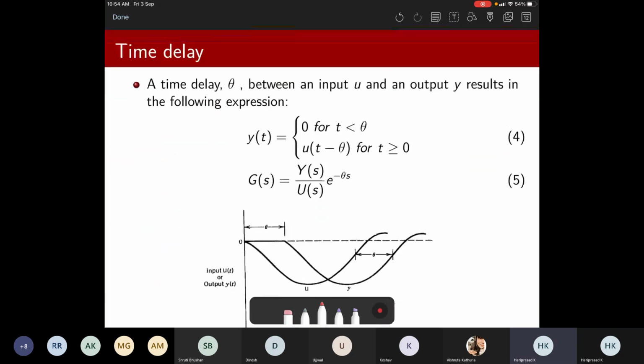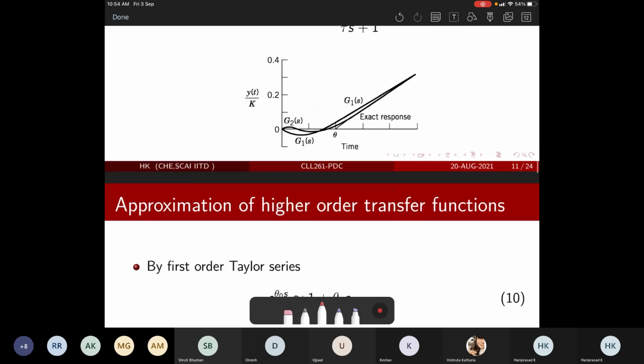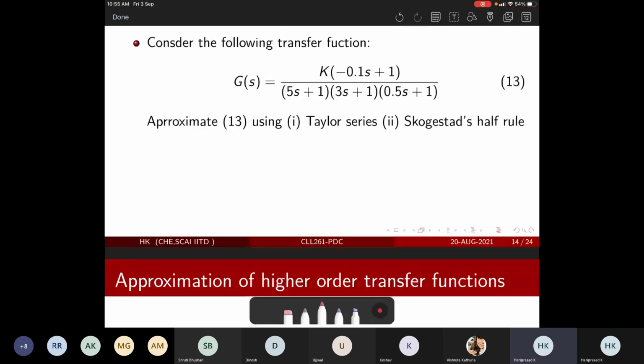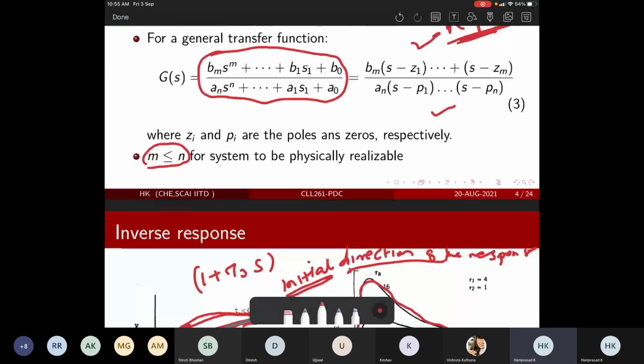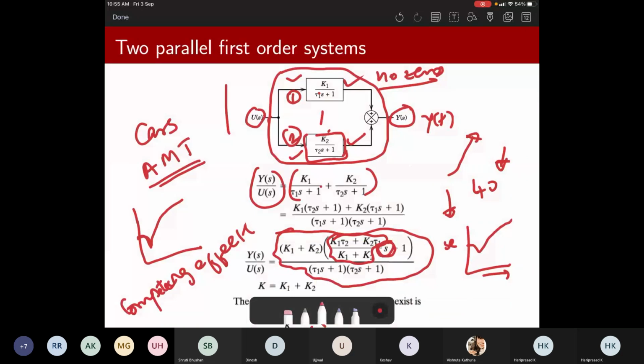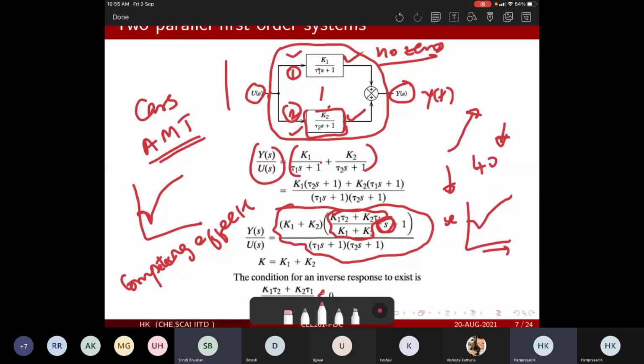Okay, so I'll stop here. Any questions so far? Hello sir, can we say that the zeros help us to understand the direction of the response?